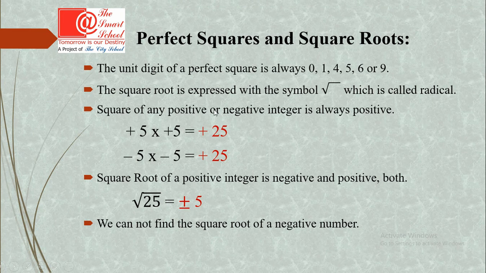The square of any positive or negative integer is always positive, as plus 5 multiplied by plus 5 is equal to plus 25, but minus 5 multiplied by minus 5 is also equal to plus 25, because when we multiply a negative sign by a negative sign, it makes a positive sign. The square root of a positive integer is negative and positive both, because this is the reverse process of this. So 25, which has a positive sign, is equal to plus 5 and minus 5 as the reverse of this. We cannot find the square root of a negative number.